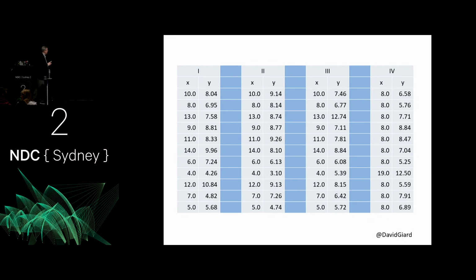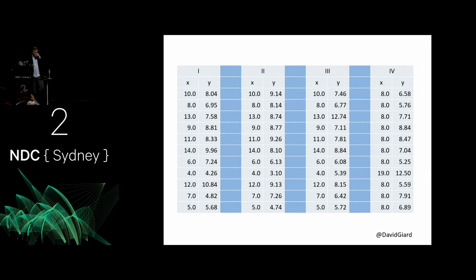Take a look at these four series of numbers and tell me what is the relationship between each series and between the numbers in each series. It's kind of a rhetorical question. It's really, really hard to look at data in this format and get any useful information out of it.